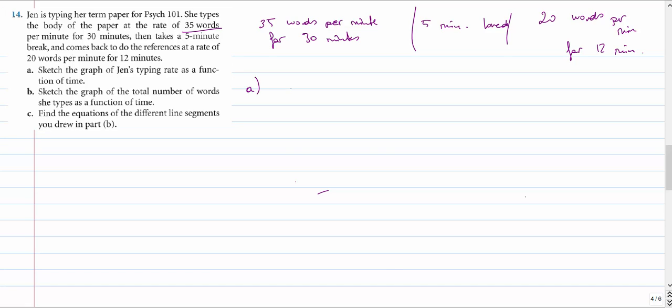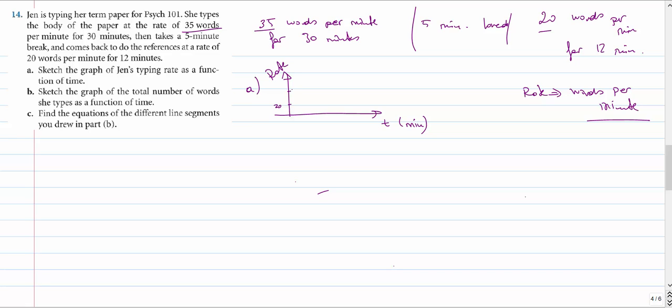So that means, as a function of time, t is my independent variable, which is in minutes, and rate is my dependent variable, and the units for my rate are words per minute. So let's say this is 20, because it's these two values. I'm going to jot those down on the y-axis.